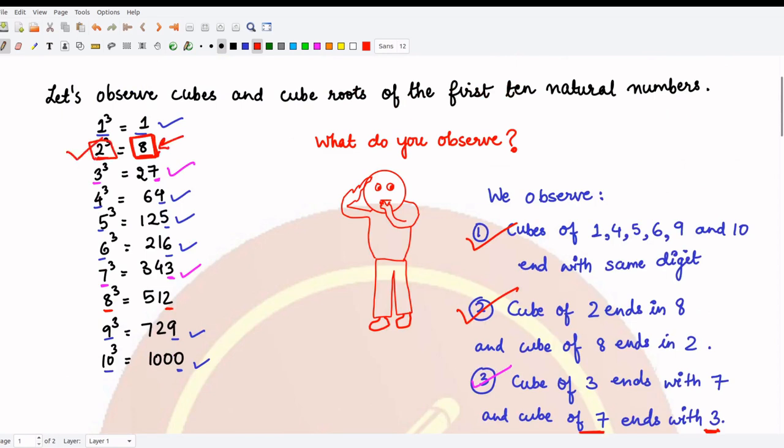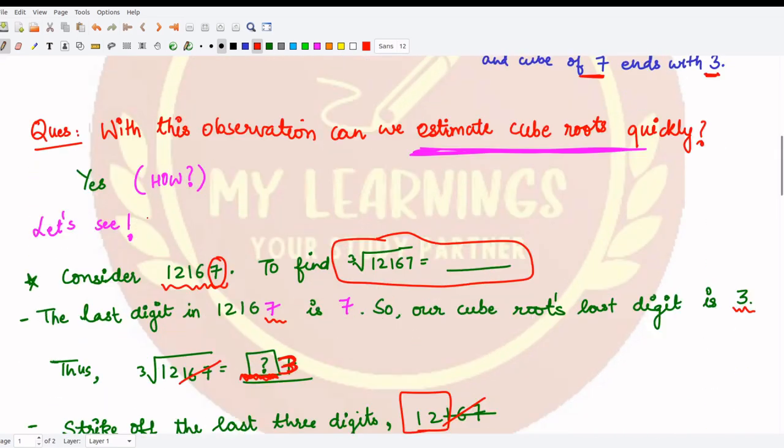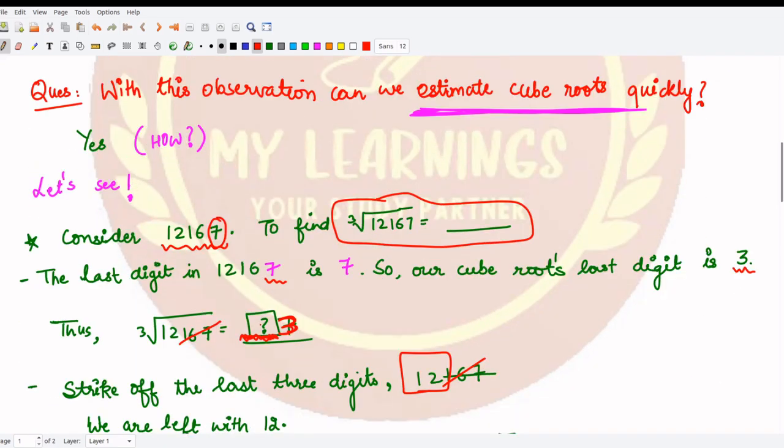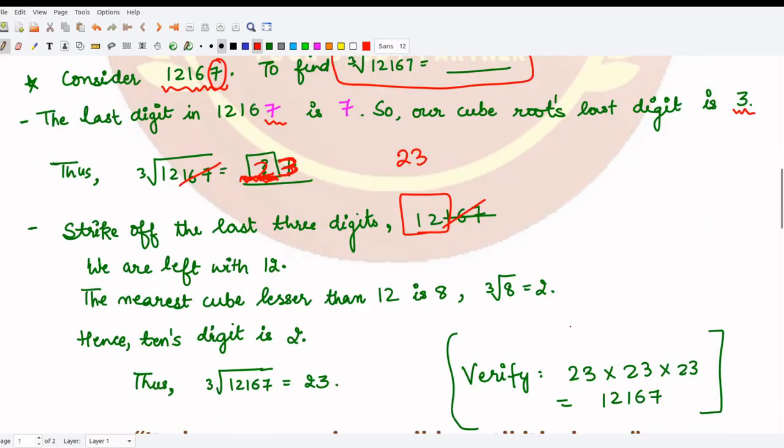So we'll take this number 2 and put it in place of this question mark, so our number would become 23, and you can actually check that our answer is right. 23 into 23 into 23 is this same number, 12167. Very simple as that, right?